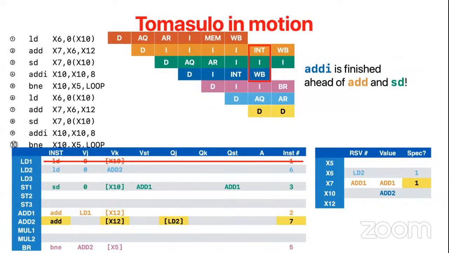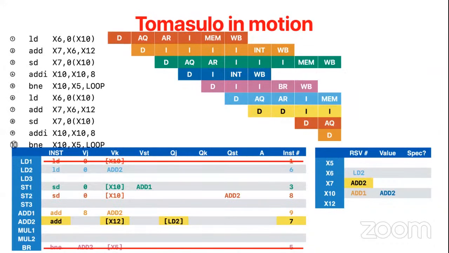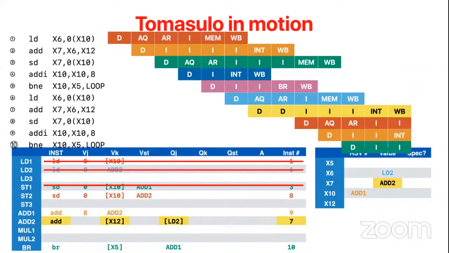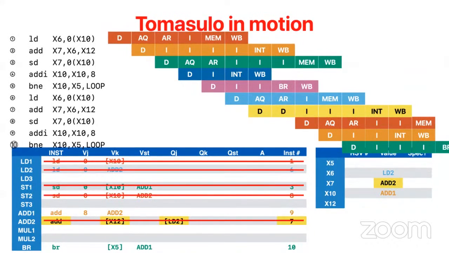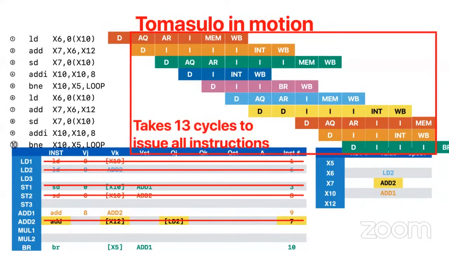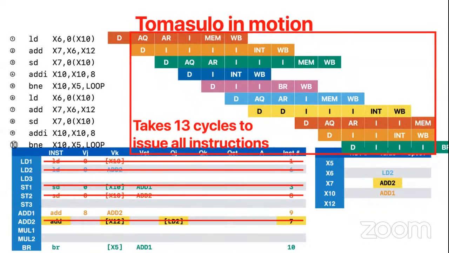And if you keep going, you will figure out that for this sequence of instructions, it takes a total of 13 cycles to issue all the instructions, with some of them out of order to minimize the overall overhead. All right, I know this is a little bit complex, so we are going to walk through this example again at the beginning of the next lecture.